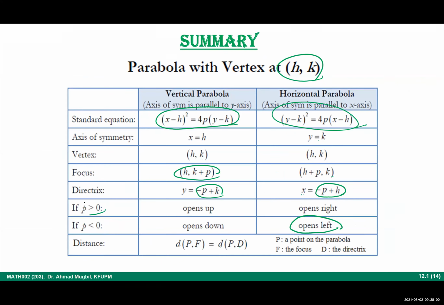If P is positive, it opens up. Or if it is negative, it opens down. This is if it is vertical.